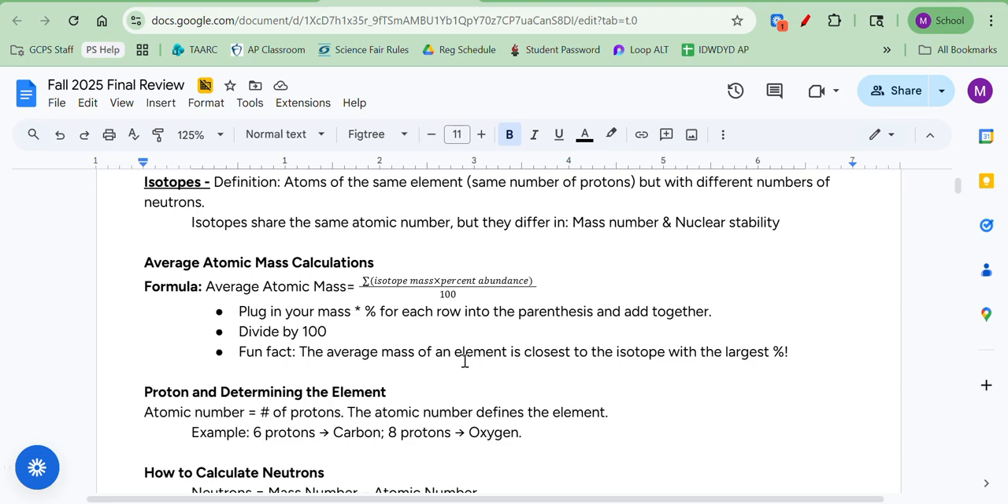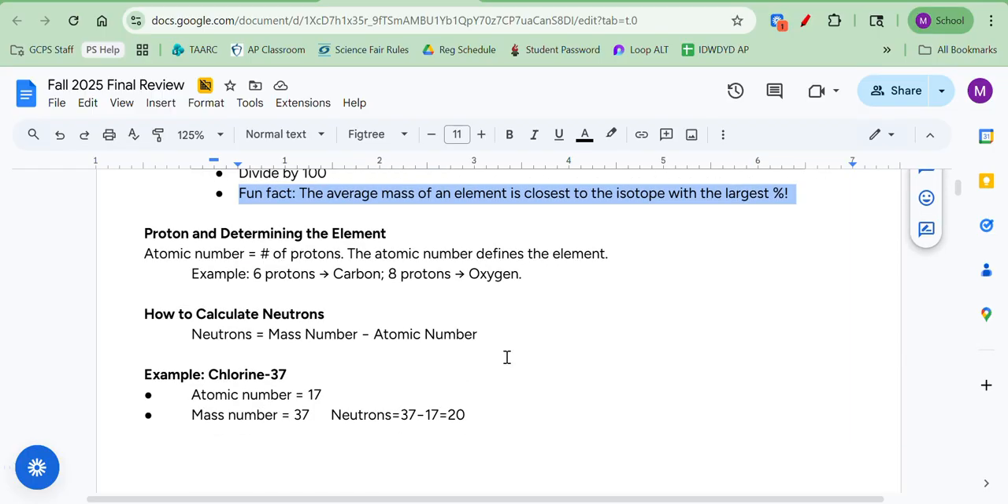So the number on the periodic table that is at the bottom of the box is called the average atomic mass, and it is most likely a decimal number that is calculated using all of the different isotopic masses and the percentages at which they occur in nature. We can use the average atomic mass calculation equation right here to determine that average atomic mass by plugging in the mass and the percent abundance for each isotope, adding them together, and then dividing by 100. Now, a really unique fact about the average atomic mass is that the average in your calculator will always be closest to the mass with the largest percent abundance.